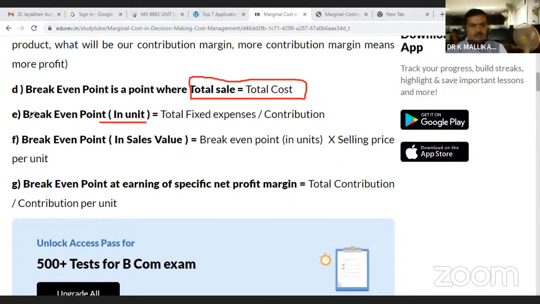If you want the break-even point in sales value, in rupees, we use the formula break-even point in units into selling price per unit. So we get the sales value. And for the break-even point at a specific net profit margin, we use total contribution by contribution margin. So using these various formulas, we calculate the margin.